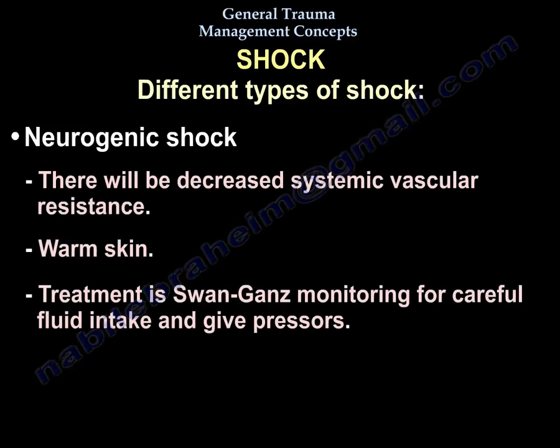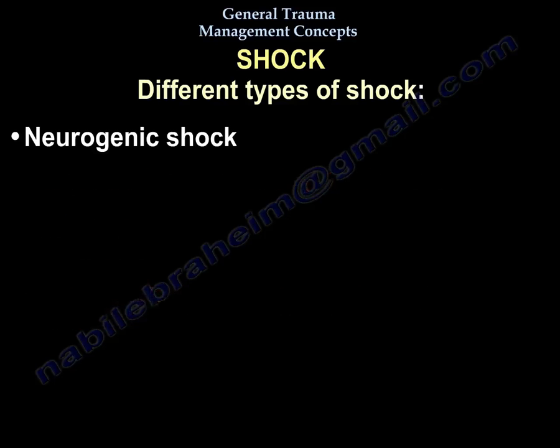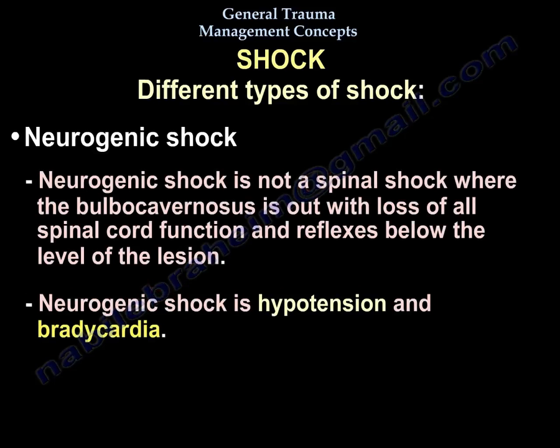Also, there will be decreased systemic vascular resistance with warm skin. The treatment is Swan Ganz monitoring for careful fluid intake, and you give pressors. Neurogenic shock is not a spinal shock, where the bulbocavernosus is out and there is loss of all spinal cord function and reflex below the level of the lesion. Neurogenic shock is hypotension and bradycardia.